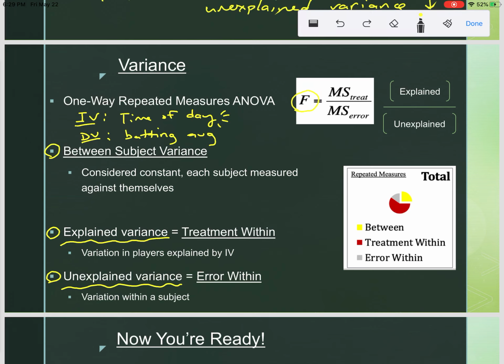In a repeated measures ANOVA, no matter if it's one way or factorial, anytime you have a repeated measures ANOVA, we're going to have what's called a between subject variance. If I measure subject A 4 times, 1, 2, 3, 4, that same subject is being measured 4 times. There's always going to be some variation within that subject between the treatment times.